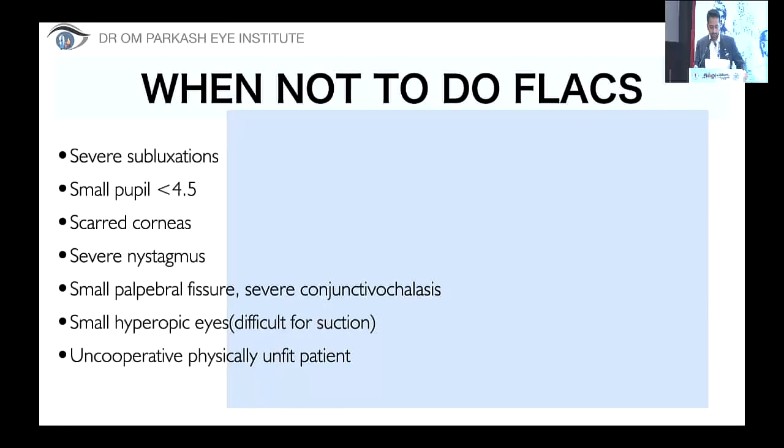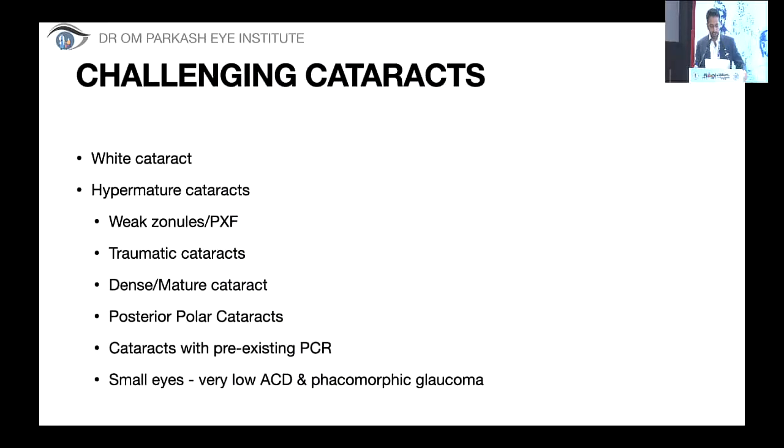There are a couple of things where I don't do FLACS, like severe subluxations and small pupil. My cutoff is 4.5, but I've tried till 4.2 also, but I usually avoid below that. Then scarred corneas, as you can have misfired areas, then severe nystagmus, small palpebral apertures, severe conjunctivochalasis, of course small hyperopic eyes as there is difficulty in suction, and then uncooperative, physically unfit patients.